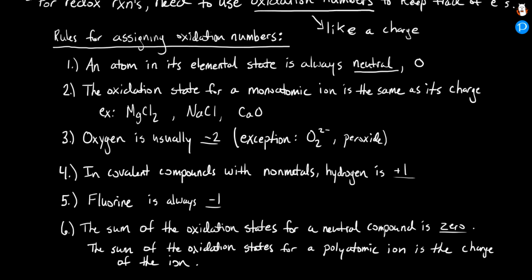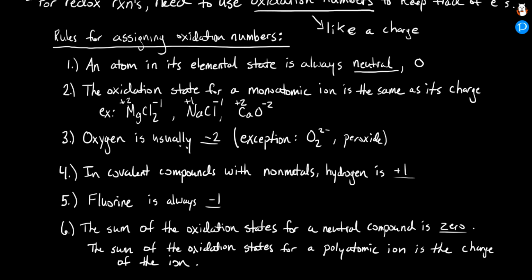Number 2, the oxidation state for a monoatomic ion is the same as its charge. So just like above in that example there, if I'm given this compound magnesium chloride, these two monoatomic ions, I know that the charge on magnesium here is going to be +2, and that chlorine is going to be -1. Here, sodium is going to be +1, chlorine is going to be -1. In this one, calcium is +2, and oxygen is -2. So those rules for those monoatomic ions are still going to hold true, just like we've been doing.